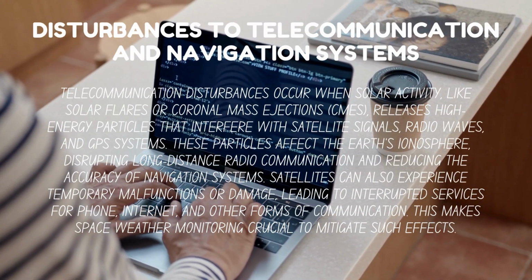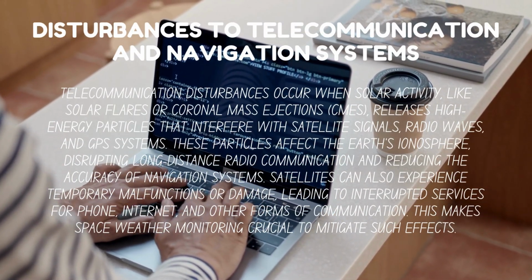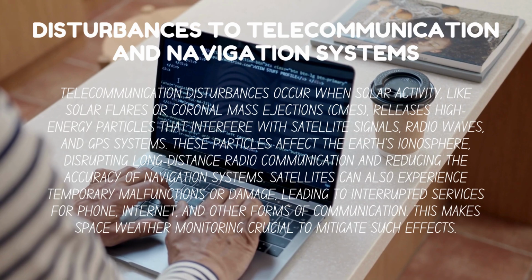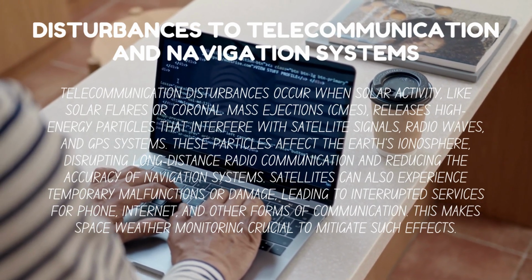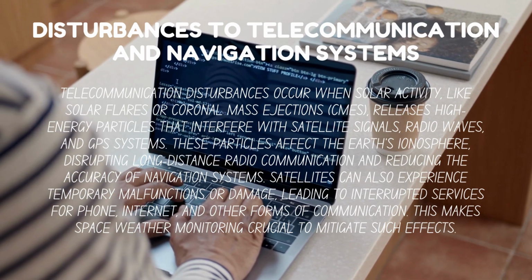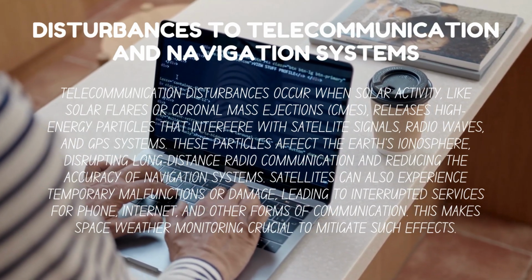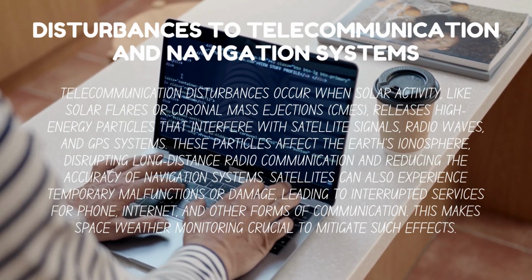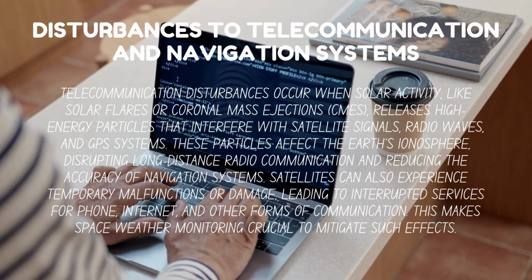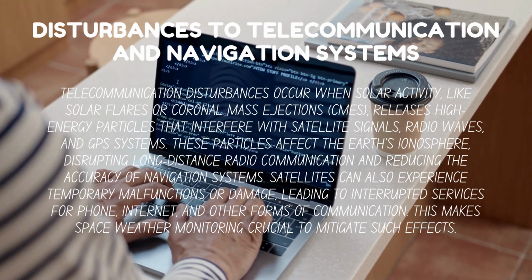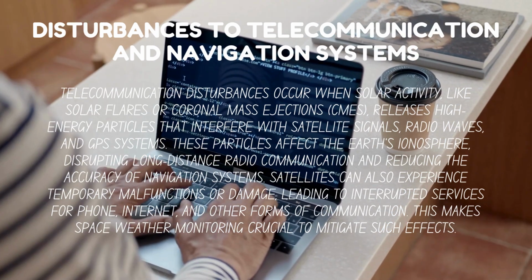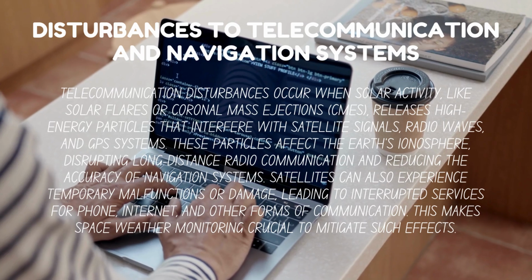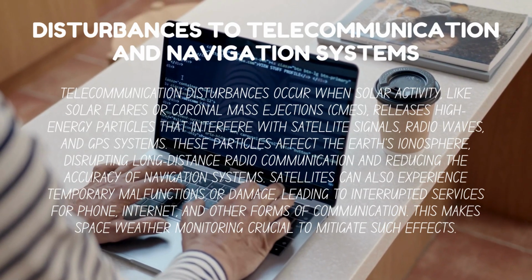Okay, next is the disturbances to telecommunication and navigation systems. Telecommunication disturbances occur when solar activity like solar flares or coronal mass ejections release high energy particles that interfere with satellite signals, radio waves, and GPS systems. These particles affect the Earth's ionosphere, disrupting long-distance radio communication and reducing the accuracy of navigation systems. Satellites can also experience temporary malfunctions or damage, leading to interrupted services for phone, internet, and other forms of communication. This makes space weather monitoring crucial to mitigate such effects.